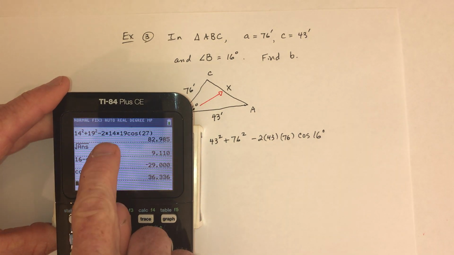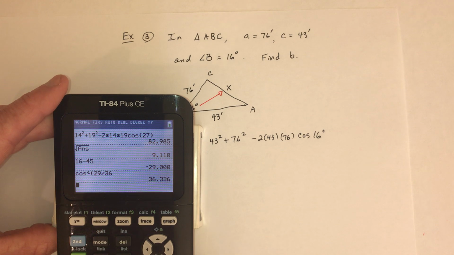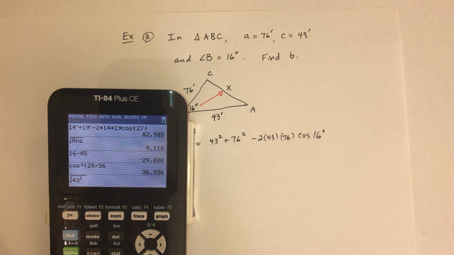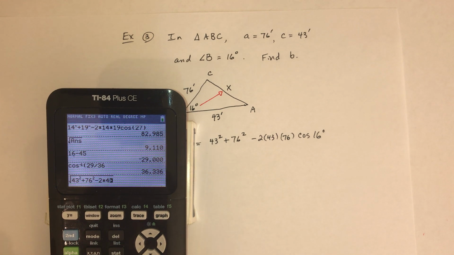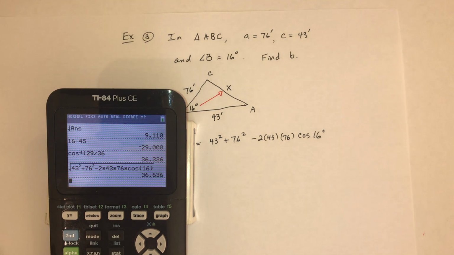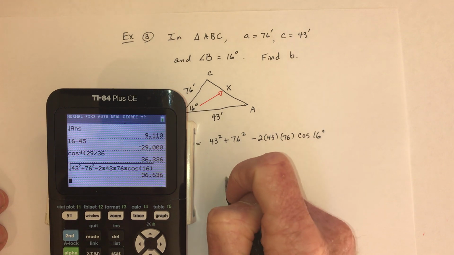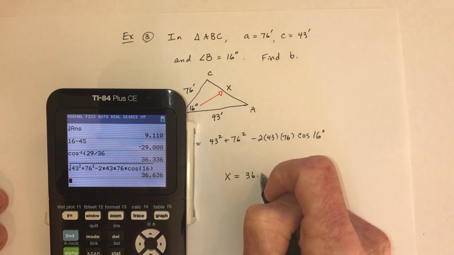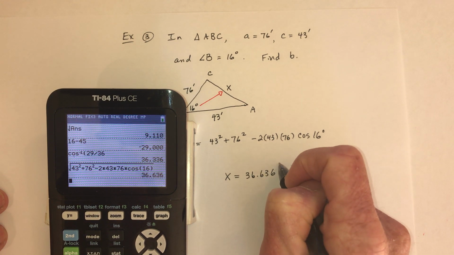So previously I had done the calculation and then took the square root. I could do the whole thing at once. Just go second, square root, and then 43 squared plus 76 squared minus 2 times 43 times 76, and also times cosine of 16 degrees. Well, that's a strange coincidence. Our last answer was very similar. So x is equal to 36.636, and this would be in feet.